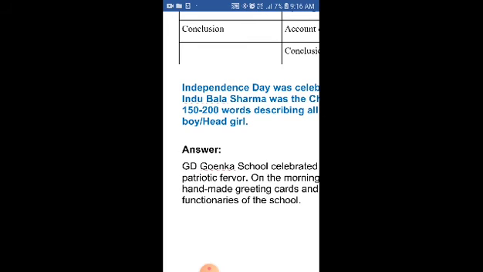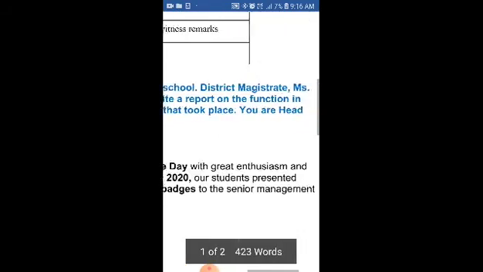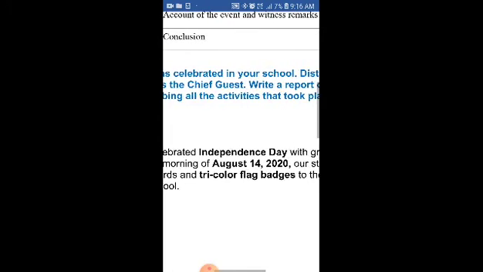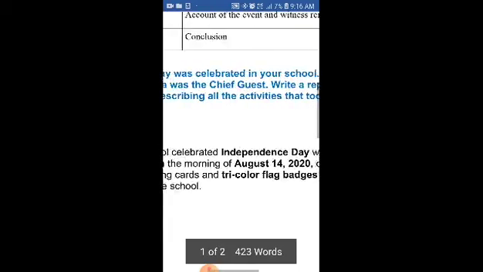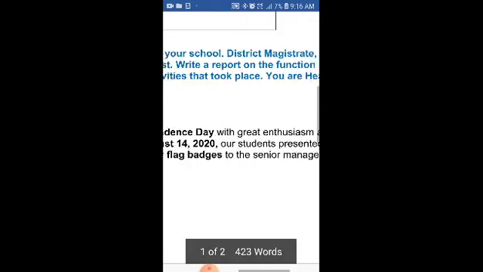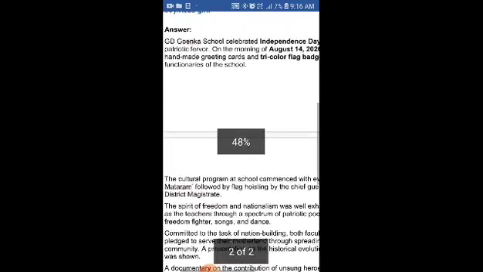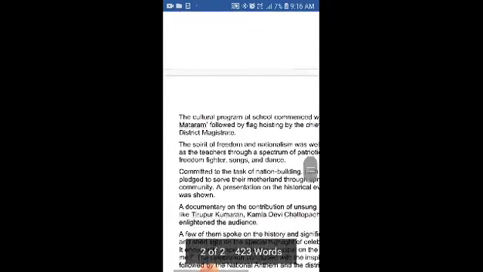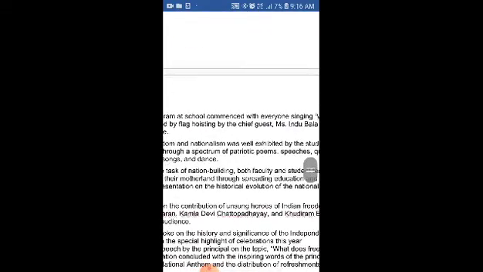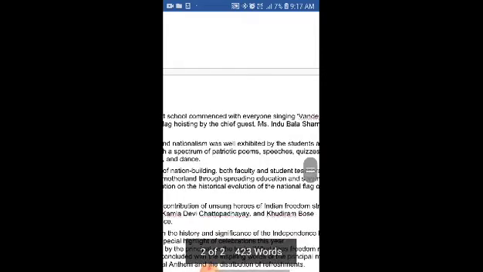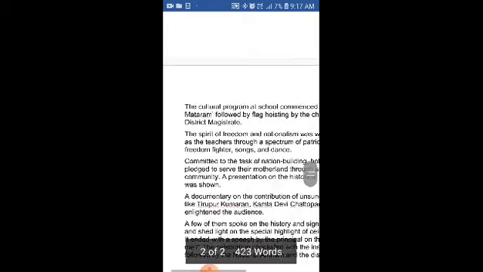G.D. Goenka School celebrated Independence Day with great enthusiasm and patriotic fervor. On the morning of August 14, 2020, our students presented handmade greeting cards and tricolor flag badges to the senior management of the school. The cultural program of the school commenced with everyone singing Vande Mataram, followed by flag hoisting by the chief guest, Miss Indu Bala Sharma, the district magistrate.